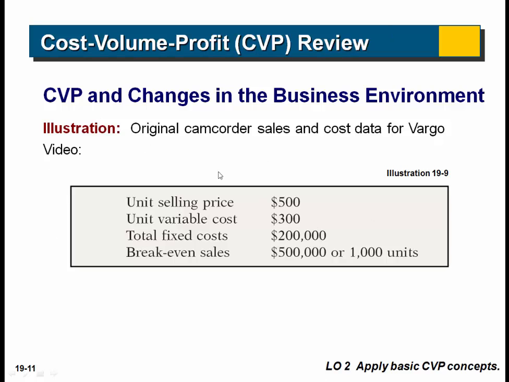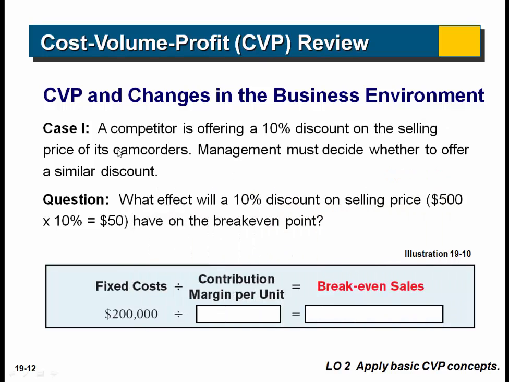Here's kind of the environment we already looked at. Selling price, variable cost, fixed cost, and break even. These are all things that we've already looked at. But now what happens here? Let's look at the environment. It says, okay, here's something that could happen. A competitor is offering a 10% discount on the selling price of its camcorders. Management must decide whether to offer a similar discount or not. What would a 10% discount mean on the break even?